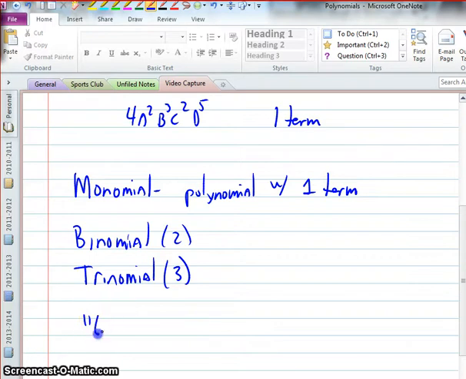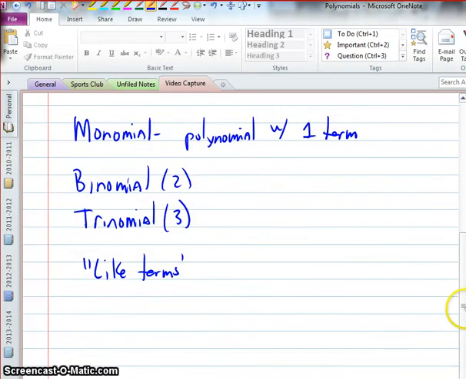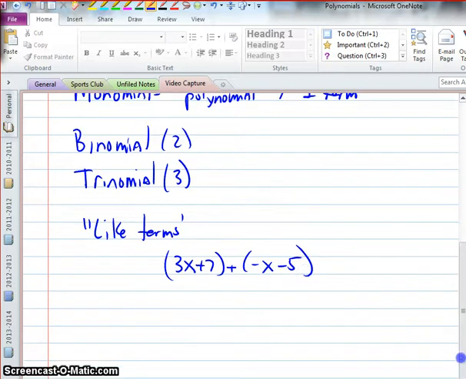And then we have to talk again today about like terms, because that's going to happen when we're simplifying polynomials. Remember that like terms have to have the same variable, and that variable has to be brought to the exact same power to be combined. Some of the easy things you'll see would be something like 3x plus 7 plus negative x minus 5. Here you have different sets of terms that are considered like terms. You can add the x's together, so 3x and negative 1x would make 2x. Positive 7 and negative 5 would make positive 2.